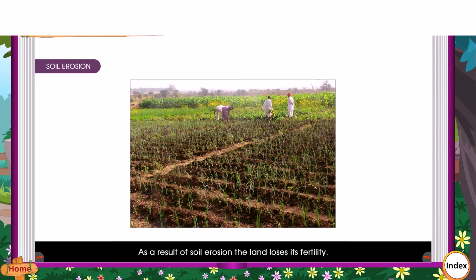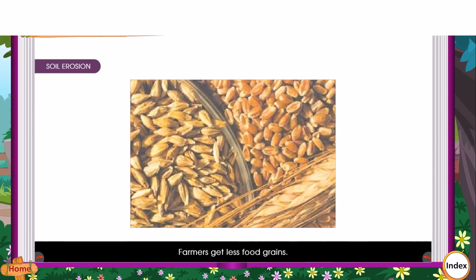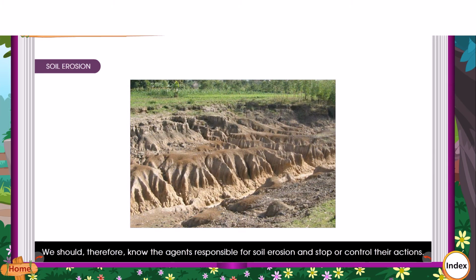As a result of soil erosion, the land loses its fertility. Land affected by soil erosion cannot produce enough to feed all the living things that live on it. Farmers get less food grains. We should therefore know the agents responsible for soil erosion and stop or control their action.